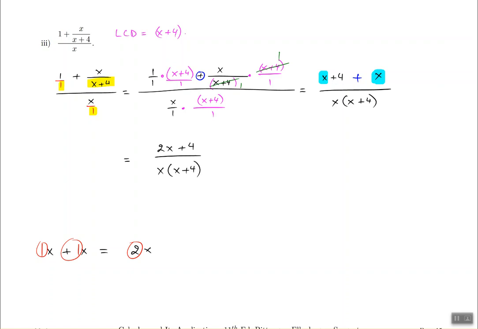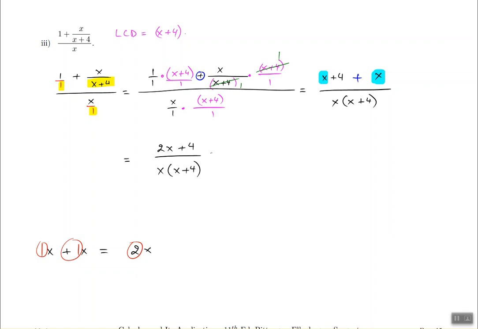Now, can I reduce the fraction to lowest terms? The answer is no. In order to reduce it, the terms have to match exactly, identically, to be able to be canceled out. So I cannot cancel this x plus 4 with this x plus 4 because it's really not x plus 4. It's actually 2x plus 4.